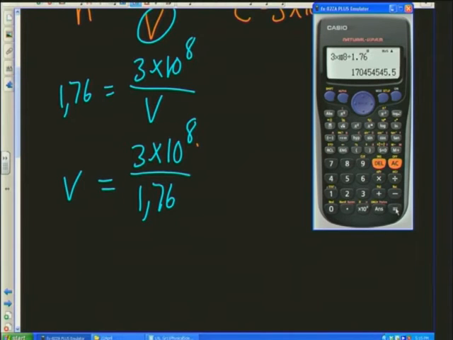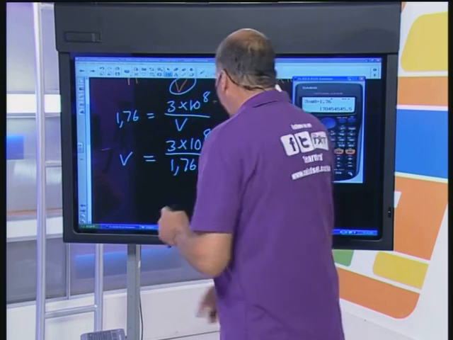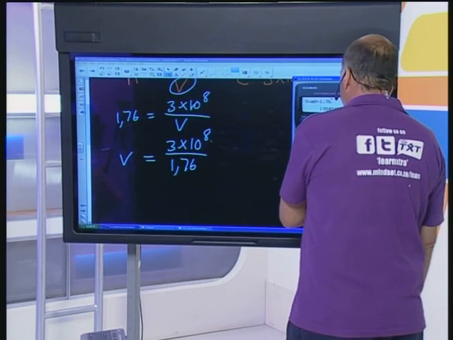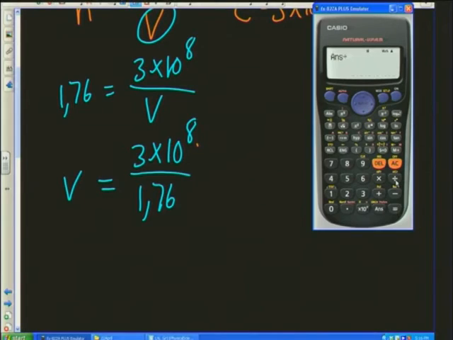Now, that answer gives me 170454545, comma 5. I don't want it like that. I want it in scientific notation. So what I'm going to do, because I know my scientific notation, I'm going to divide this by 10 to the 8, because I think it's still 10 to the 8. So I'm going to say divide by 1, exponent, 8, and see what it gives me. And it's going to give me exactly what I thought.